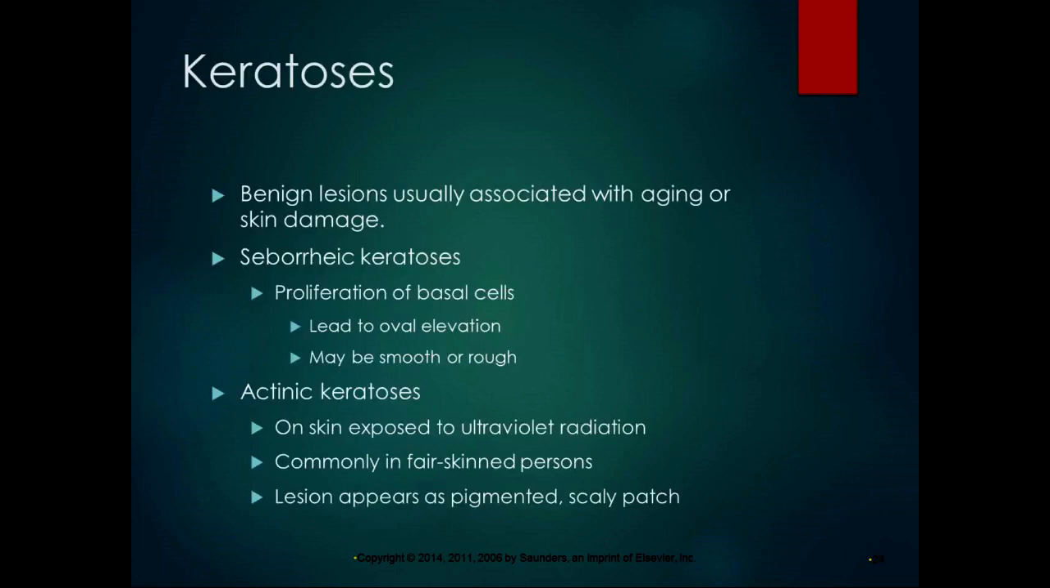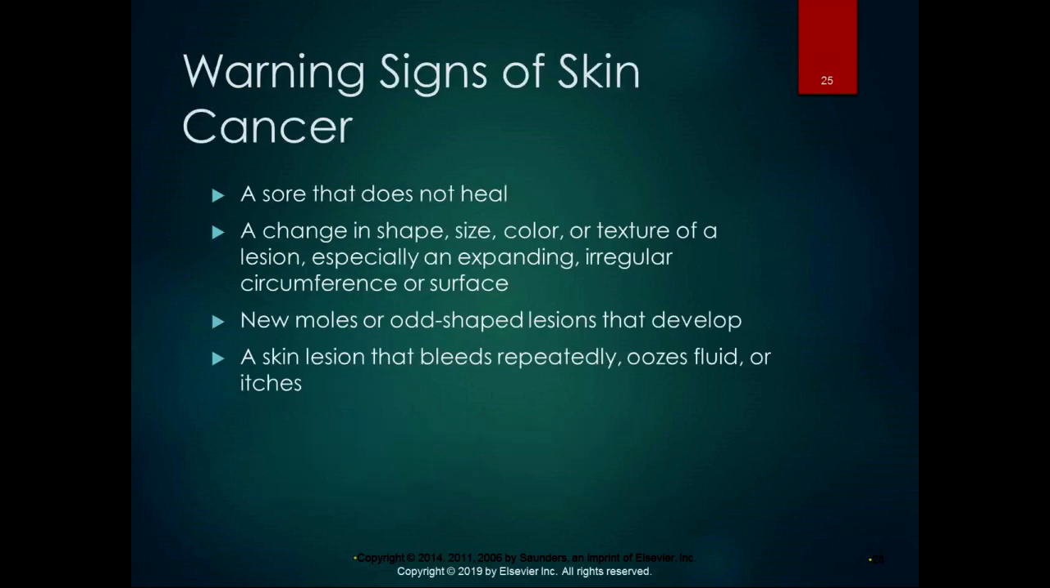Keratoses are benign lesions usually associated with aging or skin damage. Seborrheic keratoses are proliferation of basal cells that lead to oval elevations on the skin, which may be smooth or rough. Actinic keratoses on skin exposed to ultraviolet radiation, also known as sunlight, commonly in fair-skinned persons, and the lesion appears as a pigmented scaly patch.